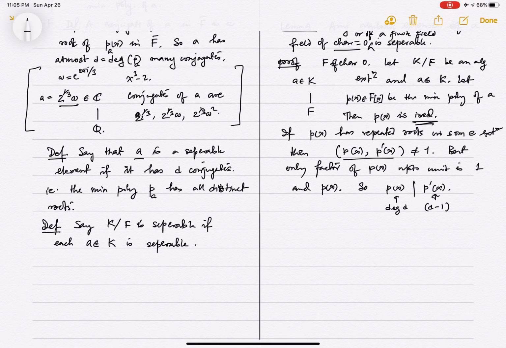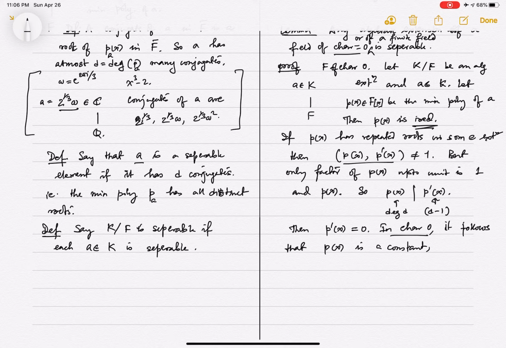This implies in characteristic 0, this is where you need characteristic 0, by the way, it follows that Px is a constant, which is a contradiction, because it's an irreducible polynomial. So in particular, it's not a constant. Yeah, and this is the step that might fail in characteristic p.